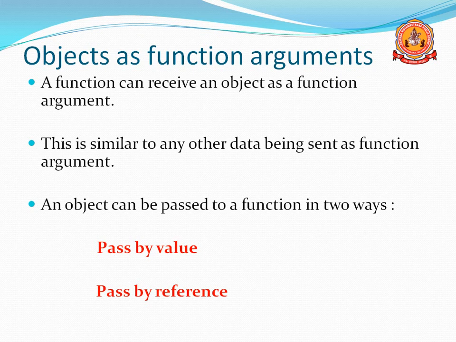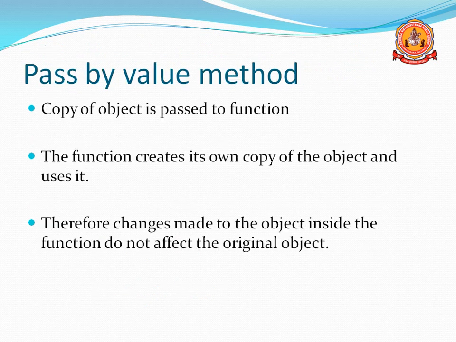An object can be passed to a function in two ways. There are two ways possible to pass a function argument. One is pass by value, and one more is pass by reference, what we studied last year. In the pass by value method, a copy of the object is passed to a function. We will pass a copy of the object and the function creates its own copy of the object and uses it.